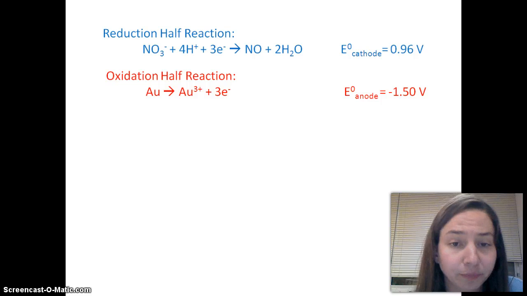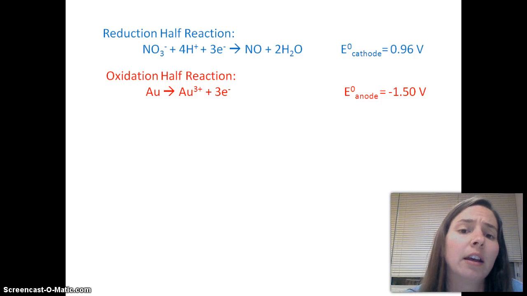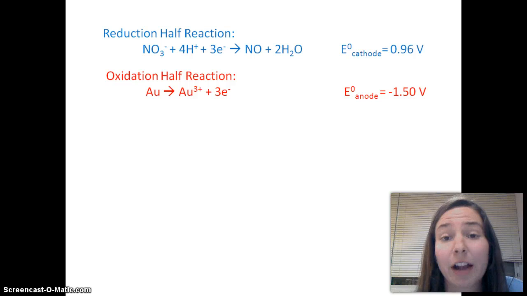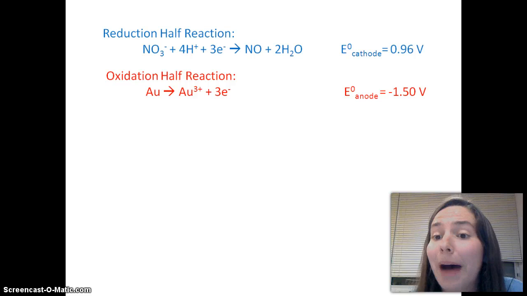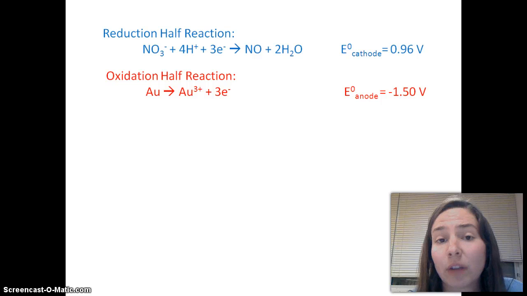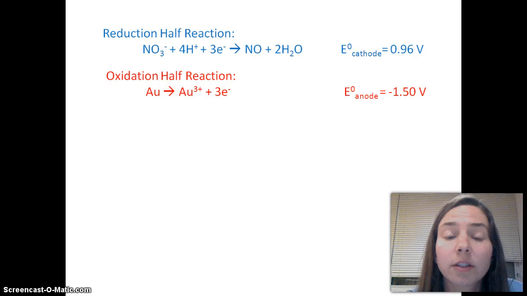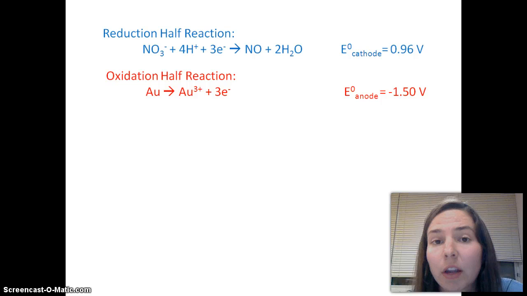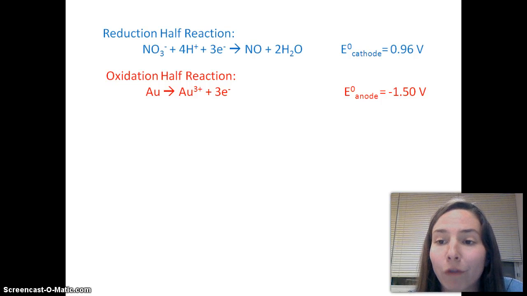The oxidation half reaction will show us that we've got gold being oxidized, losing those 3 electrons. Now, remember, when I look this up in the table, the oxidation half reaction is going to be reversed, and the voltage that I see in the table is going to be a positive 1.5. But remember, I want to be able to combine these reactions to form the overall reaction. So I had to actually reverse the reaction for the gold that I looked up in the table, and therefore I had to reverse the sign on the 1.5 volts, leaving me with negative 1.5 volts.